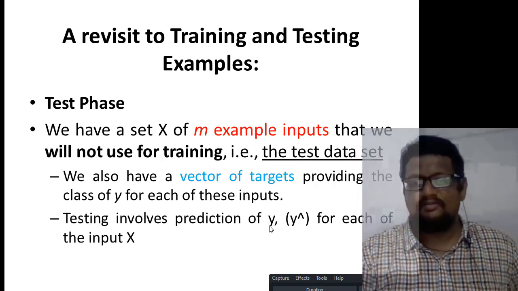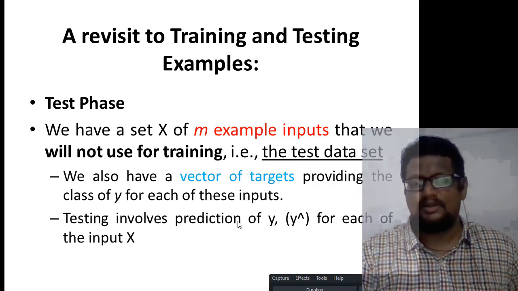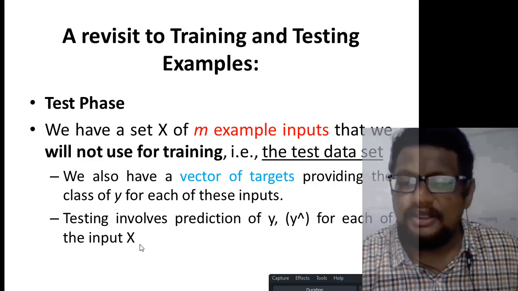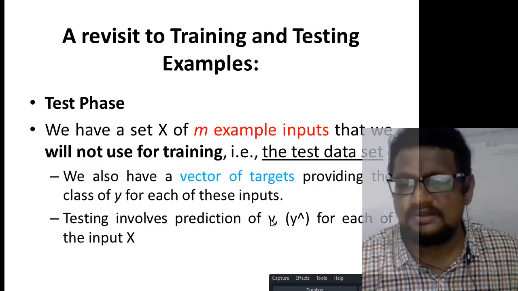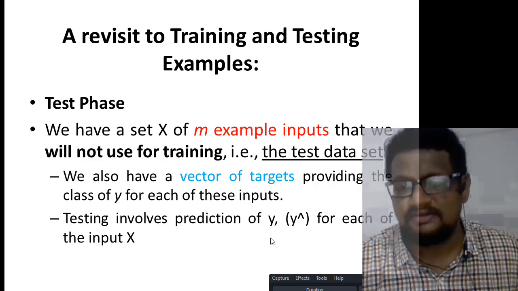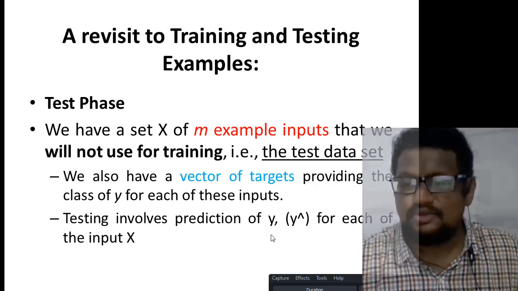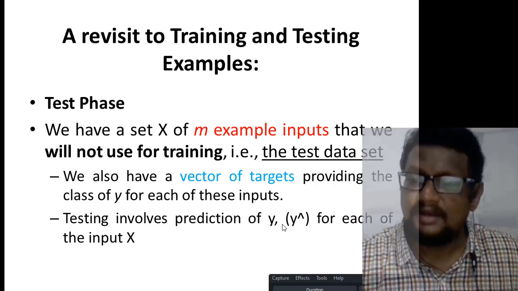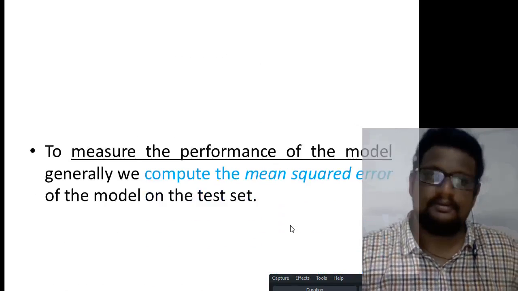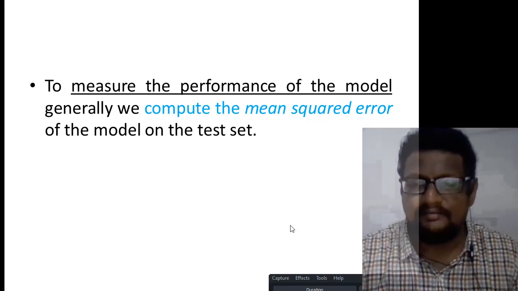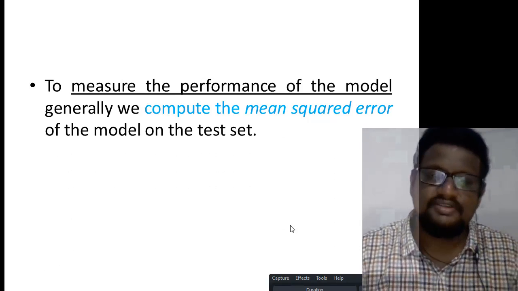Testing involves prediction of y, the prediction of the class of y actually. The prediction we call y cap for each of the inputs. We will start calling these X test and y test. X test is the input in the testing phase, and y test is the labels in the testing phase. And y cap is the value that is predicted. So y is the actual value and y cap is the value predicted by the model. To measure the performance of the model, we usually compute the mean square error of the model on the test set.